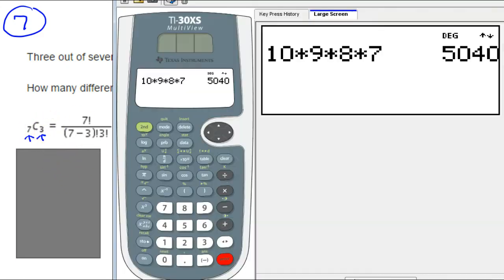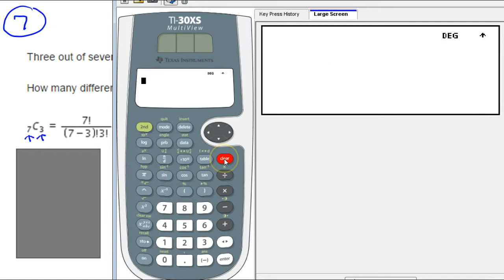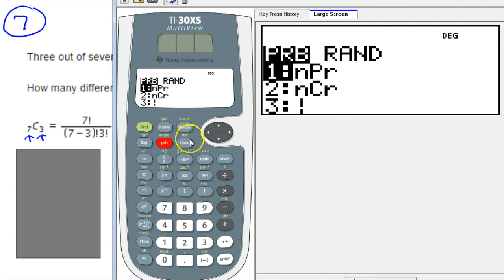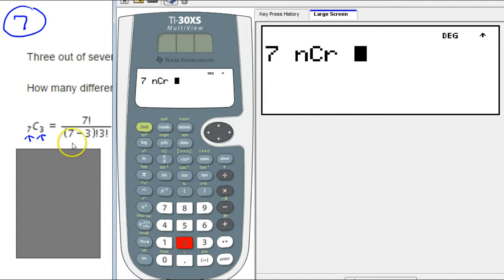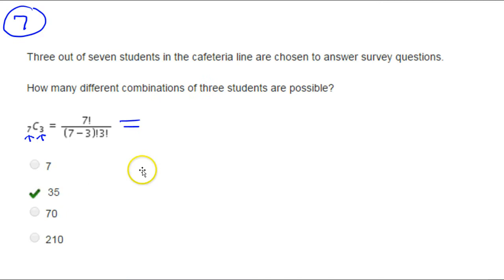If they give you that, then the problem becomes ridiculously easy. You just put in the 7, go to your probability. Item number 2 is for combinations, and then you put in the 3 next. Okay, so that's 35. All right, so you have no excuse for ever missing a problem like that.